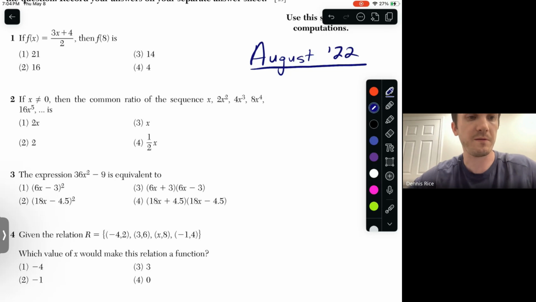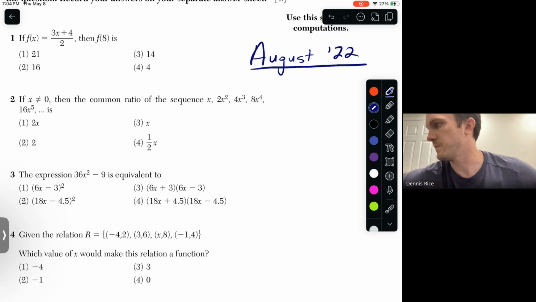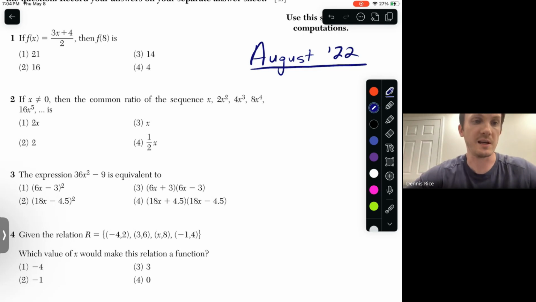So number one, right off the bat, we have a function notation question. We call this, right? They give us f of x. It's 3x plus 4, all over 2, and they want to know f of 8. If you saw this for the very first time, you'd have no idea what it's asking. So you did have to kind of learn this year. I think if you saw this last year, you would have had no idea. So this is function notation. What they're basically asking us here is to plug in an 8. And what should we get if we substitute in an 8?